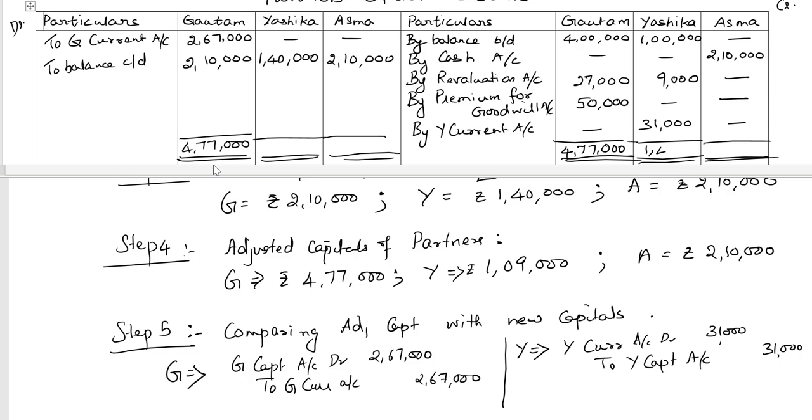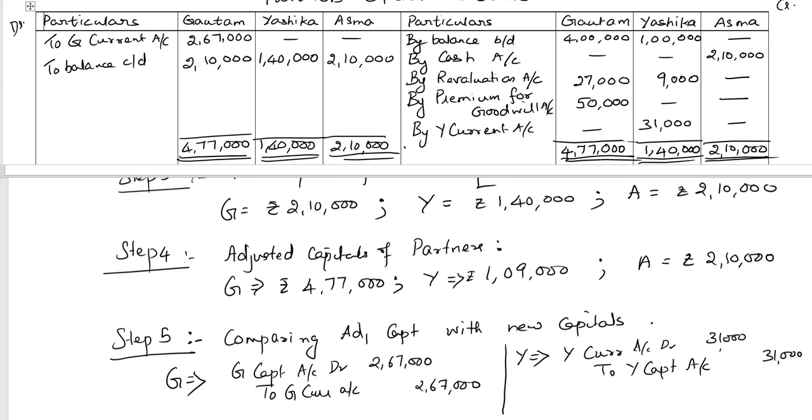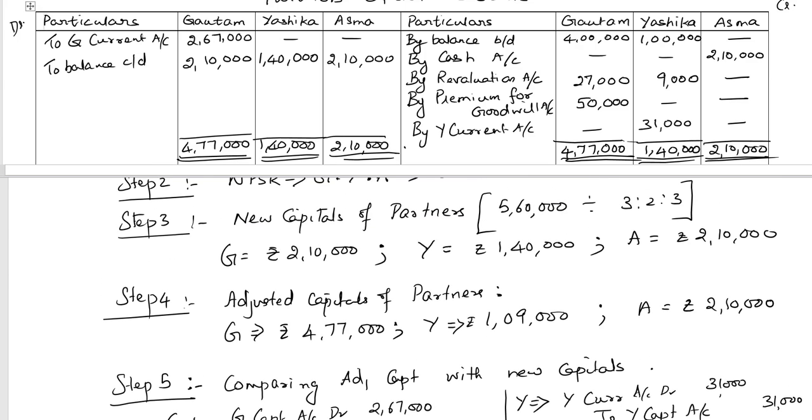Yashika's credit side total, 1,40,000 rupees. Debit side total is also 1,40,000 rupees. Asma's credit side total, 2,10,000 rupees. And Asma's debit side total is also 2,10,000 rupees. So we've prepared the partners' capital accounts. On the top half of the screen, it is visible with the working notes for the adjustment of capital at the bottom half of the screen.